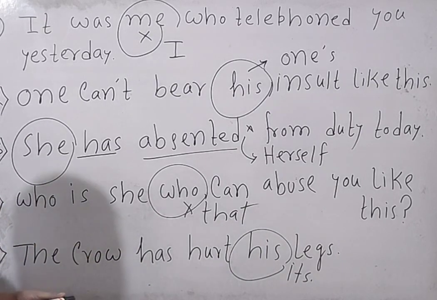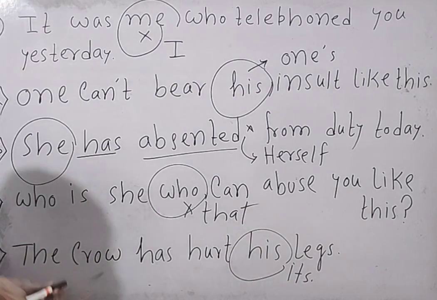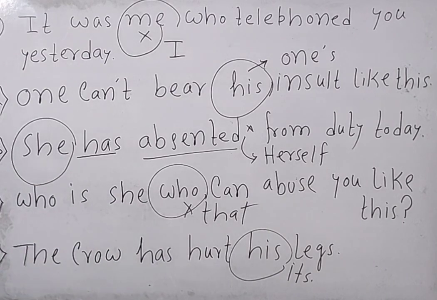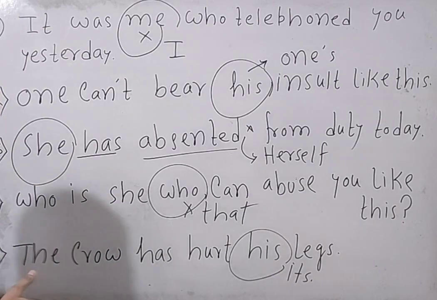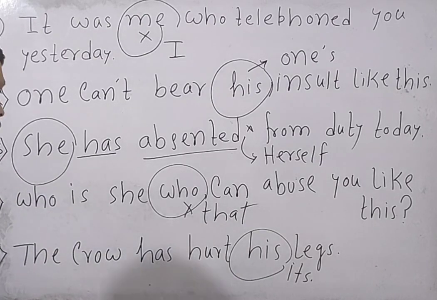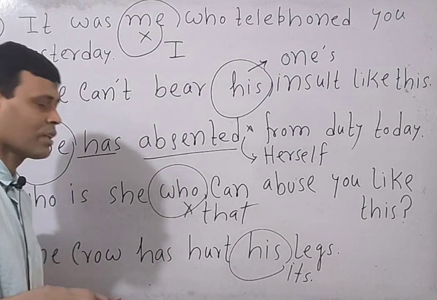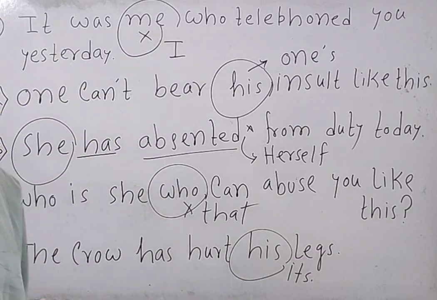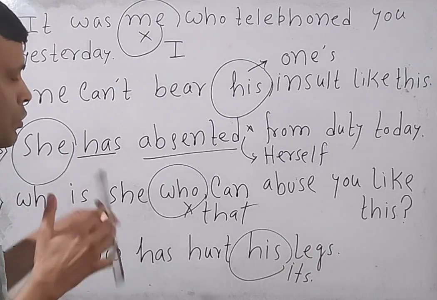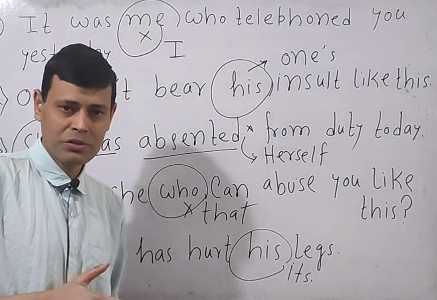In question number 4, who is she, that: instead of who, it should be that. You cannot write two who's in a row in a sentence. The crow has hurt its leg, because the gender is not identified, therefore we need to define it with the pronoun it. So these are all pronoun-oriented mistakes or errors.